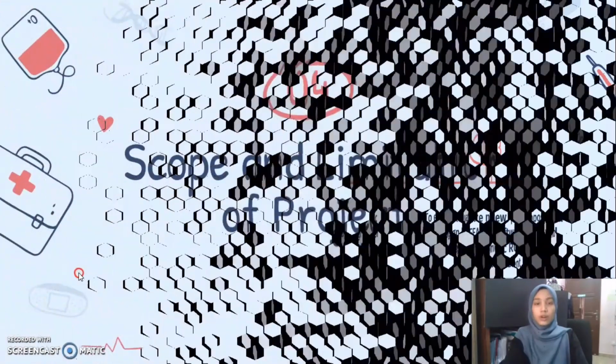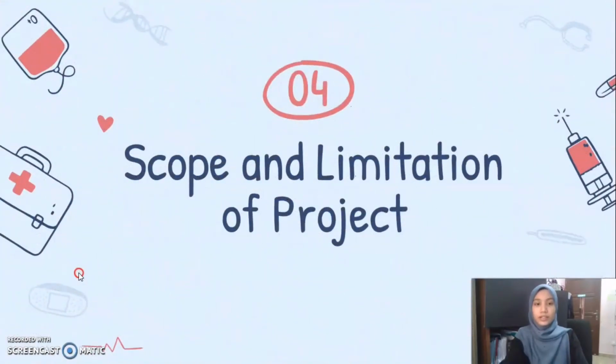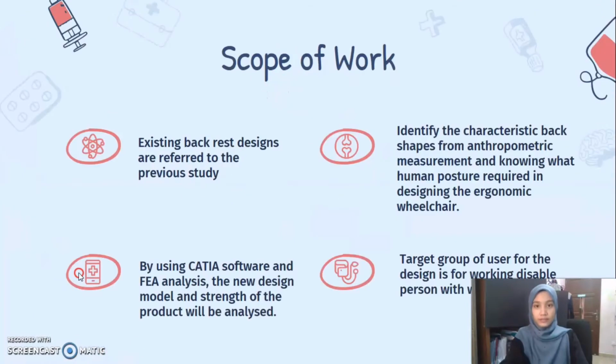Okay, we'll continue with the scope and limitation of the project. First, refer to previous studies about existing backrest design. Second, anthropometric measurements are a series of quantitative measurements of the muscle, bone, and tissue used to assess the composition of the body. So from this, we know what human posture is required in designing the ergonomics.